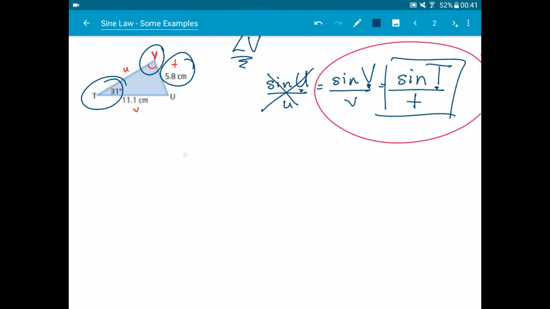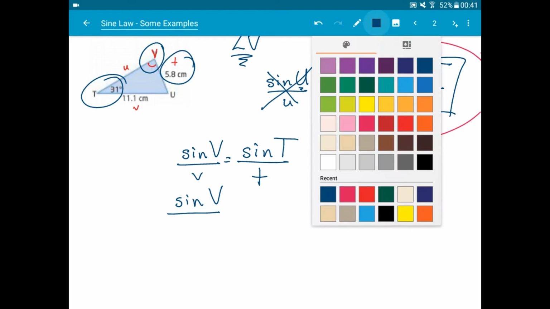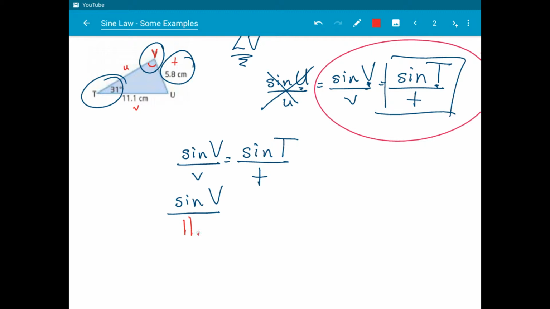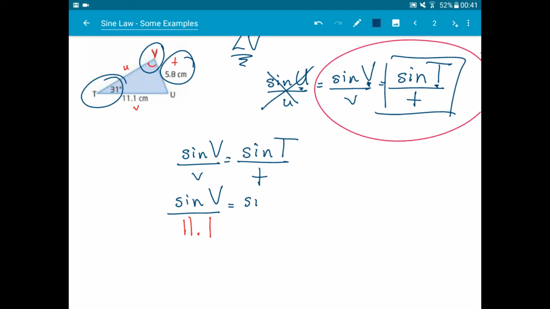Okay, so let's write that out again. Sine v over little v is equal to sine t over little t. Then we make our substitutions. So sine v over 11.1 is equal to sine angle t, which is 31 degrees. Notice I'm careful to always put the degree symbol in. So side t is 5.8.